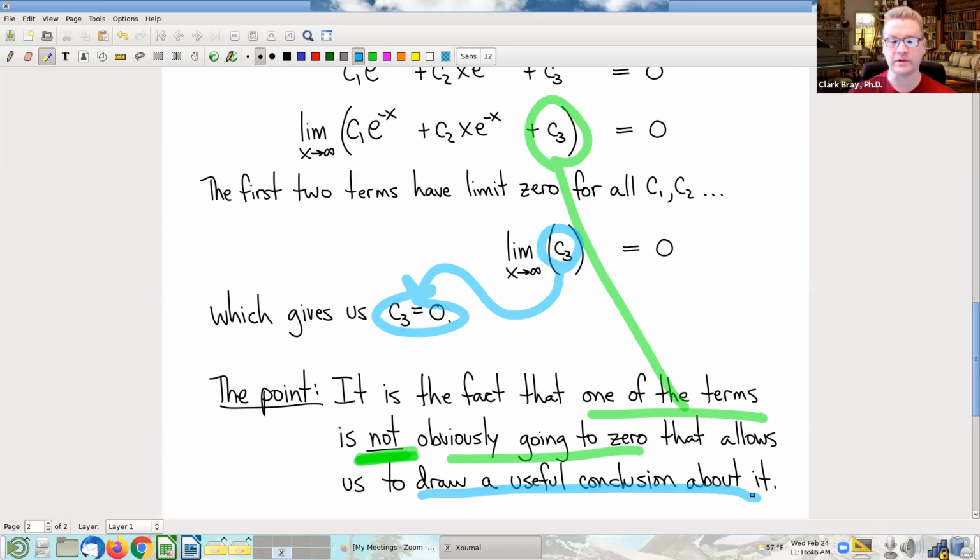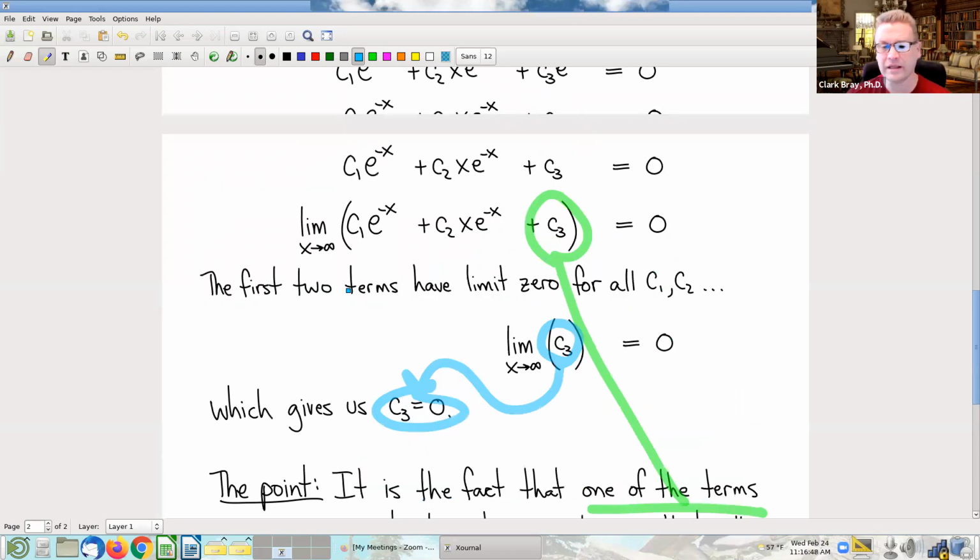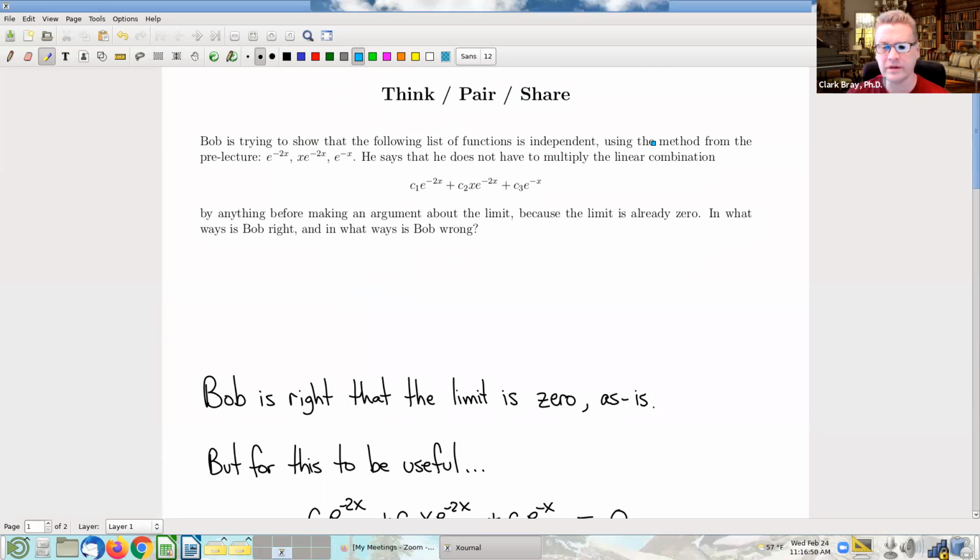Okay, so I think this is a nice exercise. I want to confess that the method from the pre-lecture, of how we argue that a list of functions of this category is or is not linearly independent, is subtle. And I think this little think, pair, share exercise does a nice job of illustrating one aspect of the subtlety. So I hope that's useful.